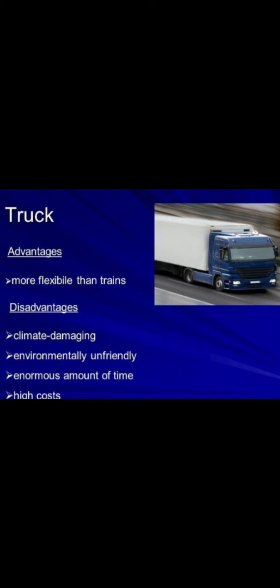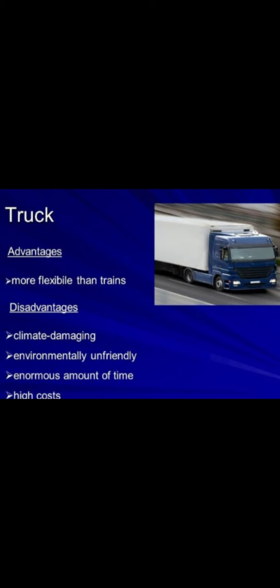Then we come to the road one, or you can see the trucks. It is more flexible than the train. Mostly people are using road transport from one place to another. It is also easy to access for short distances, and it is also used as a low-cost way to go from one place to another.